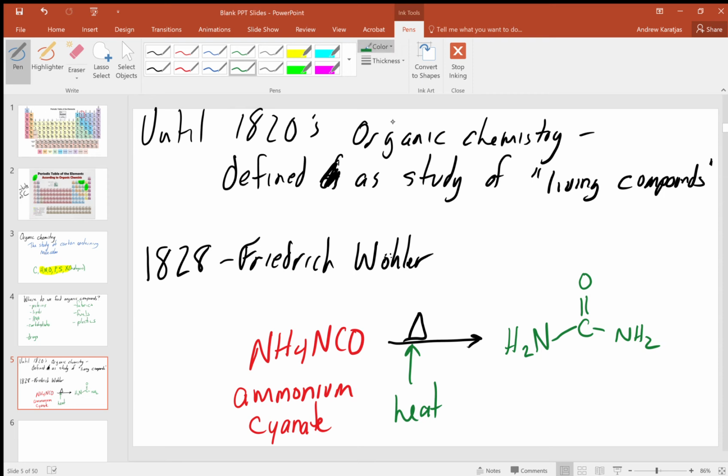One of the other interesting pieces is, if you think about this, ammonium cyanate is an ionic compound. How do you know that? Well, it's 2 polyatomics that are joined together, the ammonium and the cyanate. But when it rearranged, it actually formed a completely covalent molecule. What is that covalent molecule that it formed? It formed something known as urea.